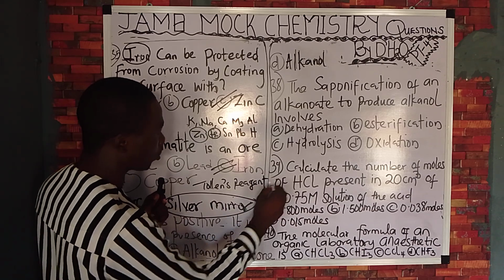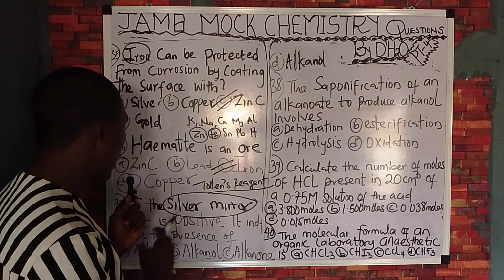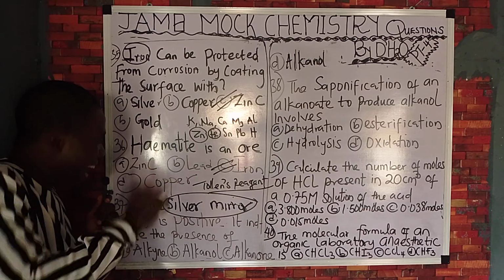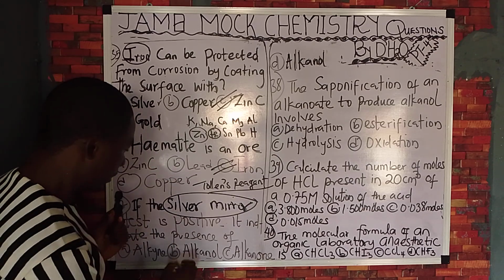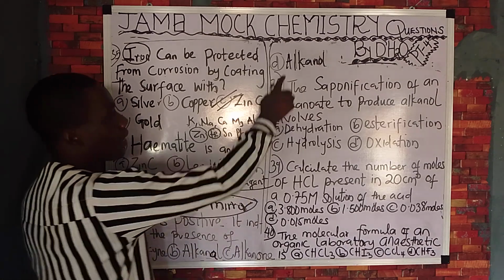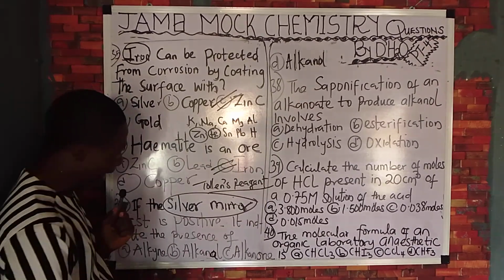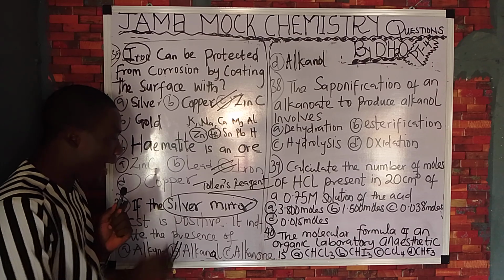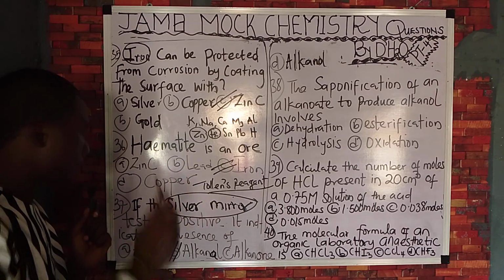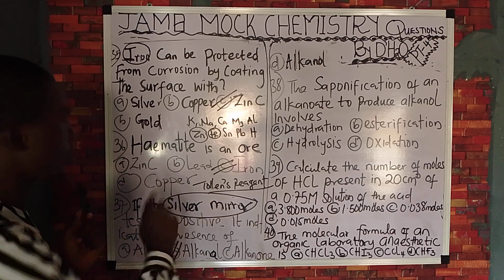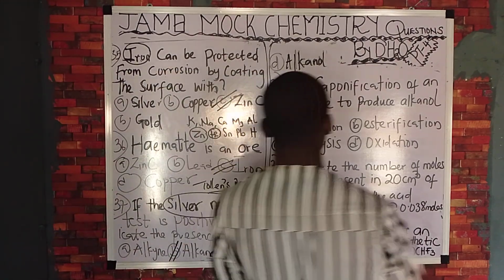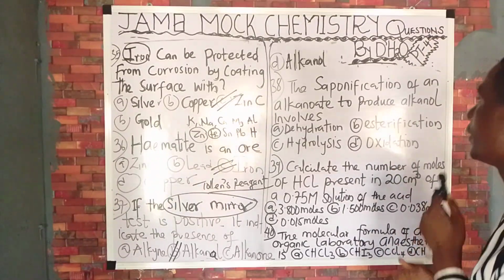It's also called your what? Tollens' reagent. And if you have your Tollens' reagent and it shows positive, you must know that an alkanal is present. I think this option B is alkanal. So the answer is alkanal. Alkanal shows a positive test to your silver mirror reagent, which is also called the Tollens' reagent, and your Fehling's reagent.